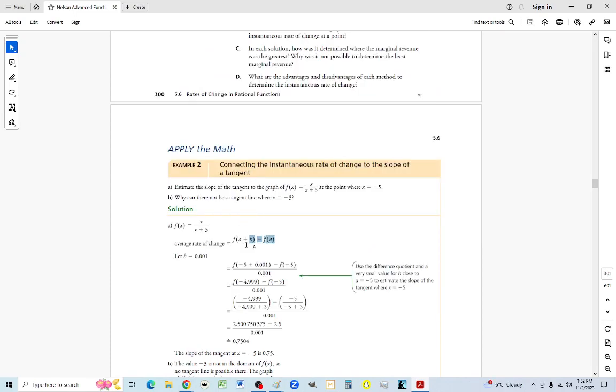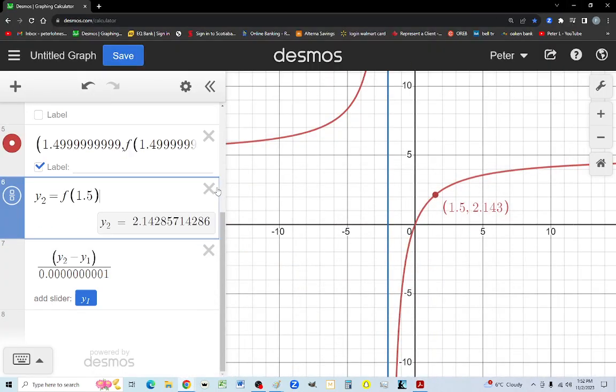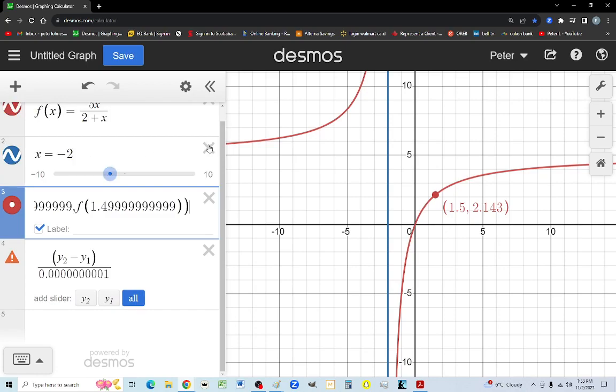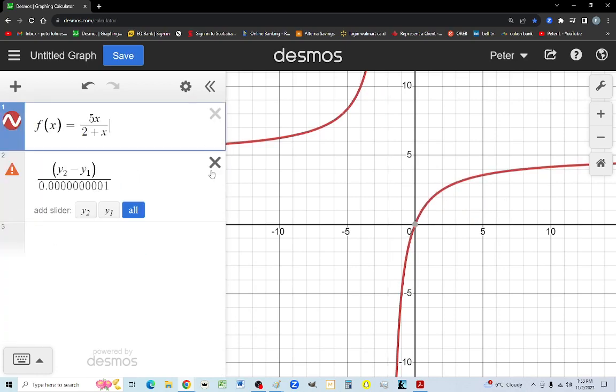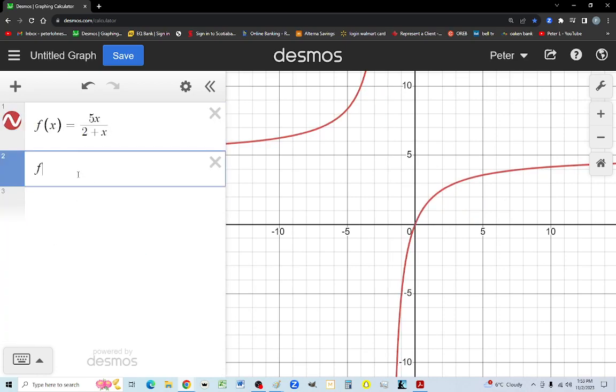They give you a couple more questions, and they want you to get used to this formula, f of a plus h minus f of a over h. And you might say, Peter, why did you spend time doing it over here like this? Well, let me show you. They were interested in this point, right? 1.5. So I'm going to put it on the map. I'm going to label it.